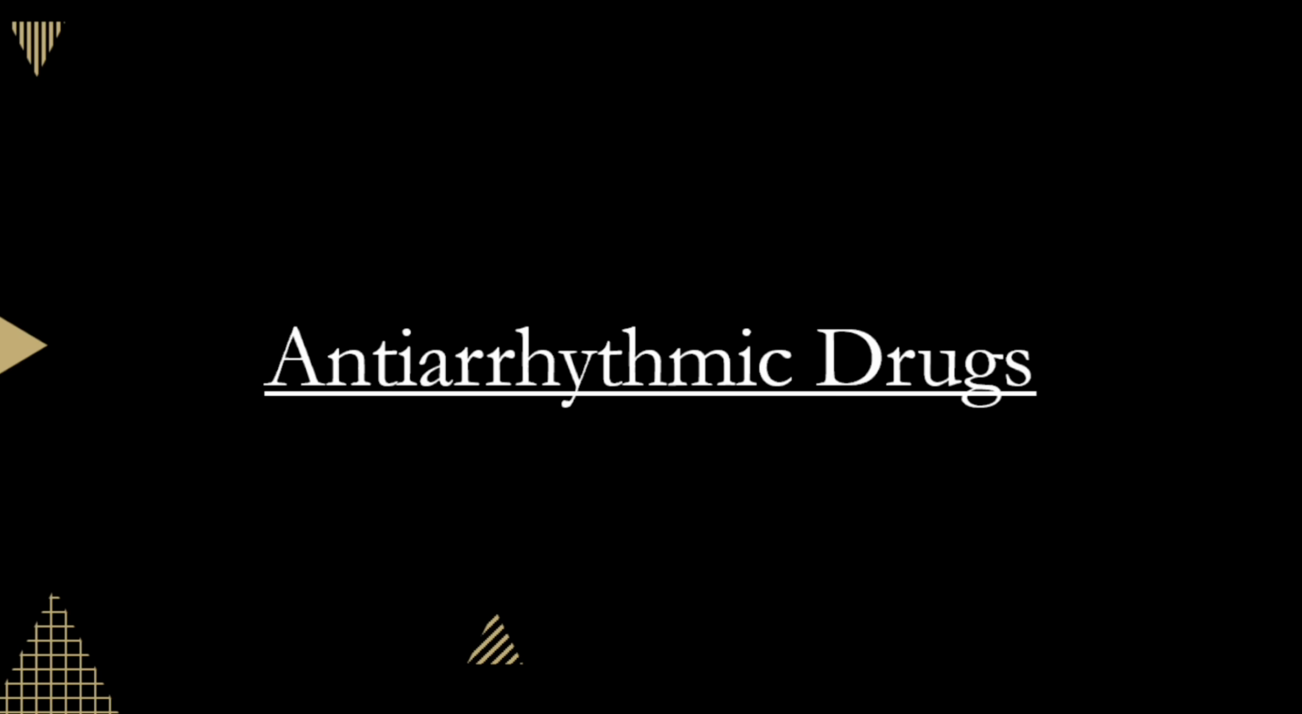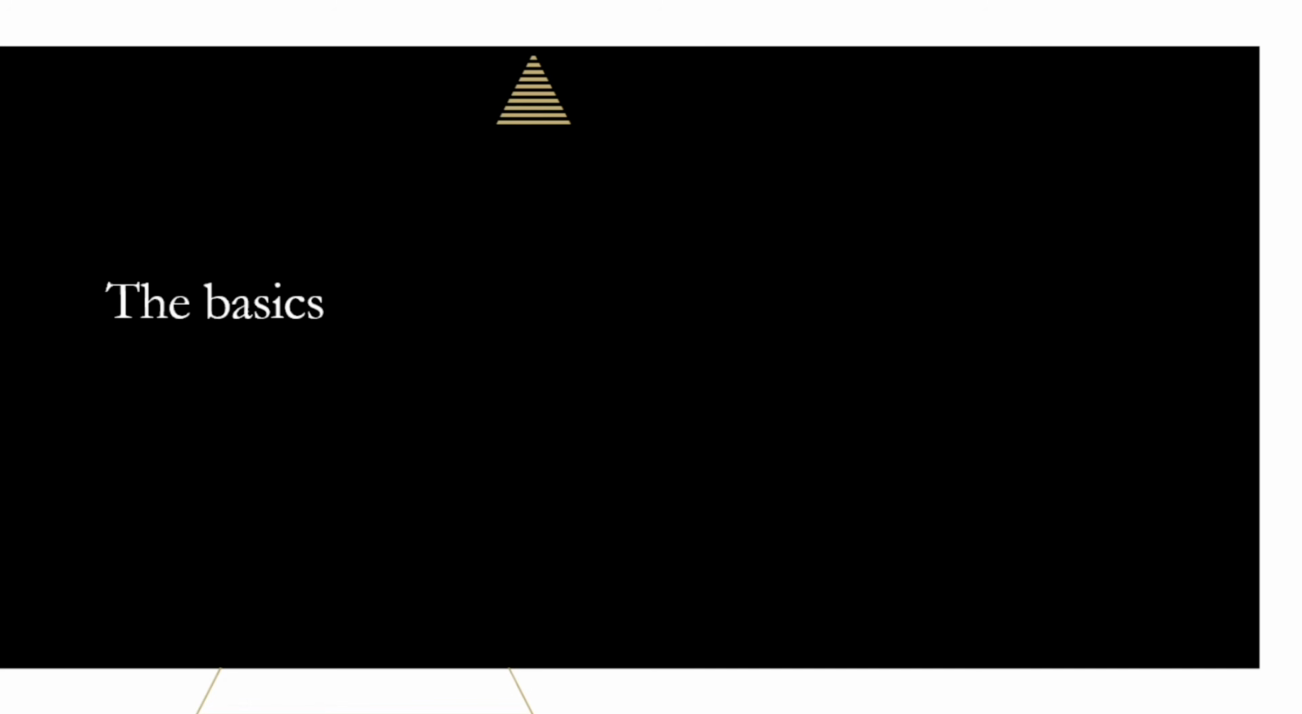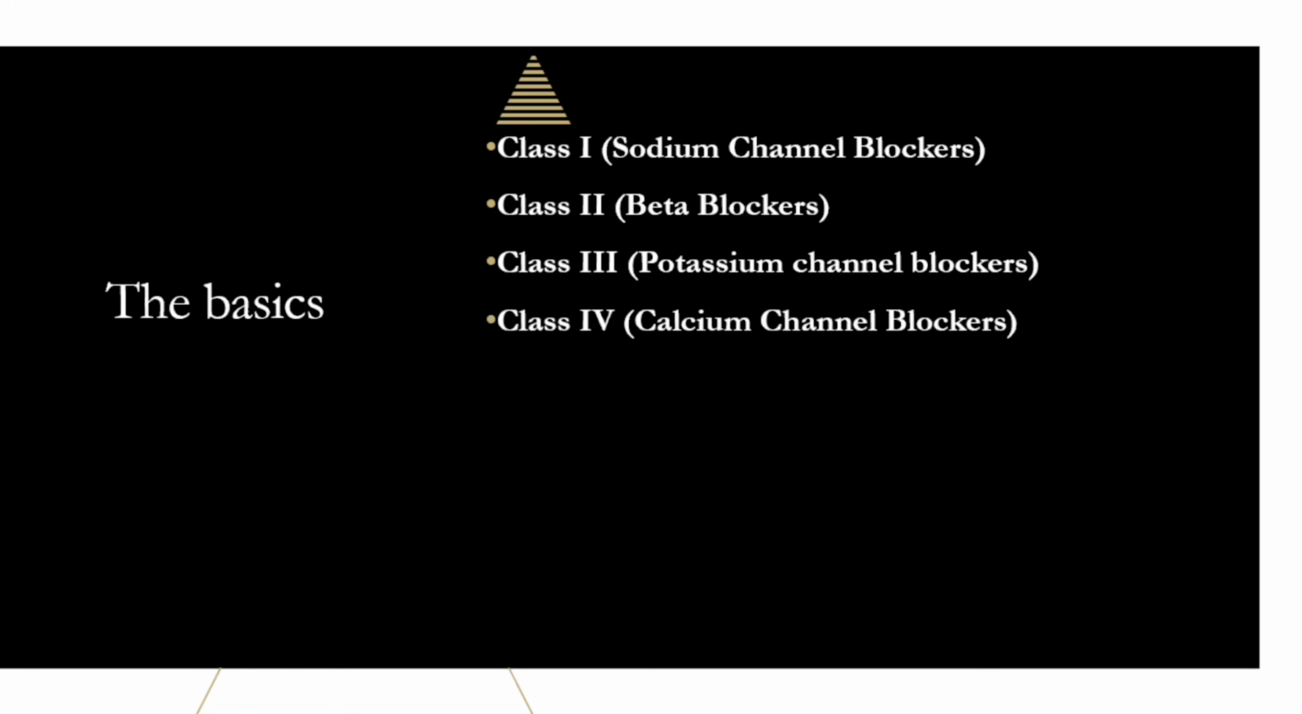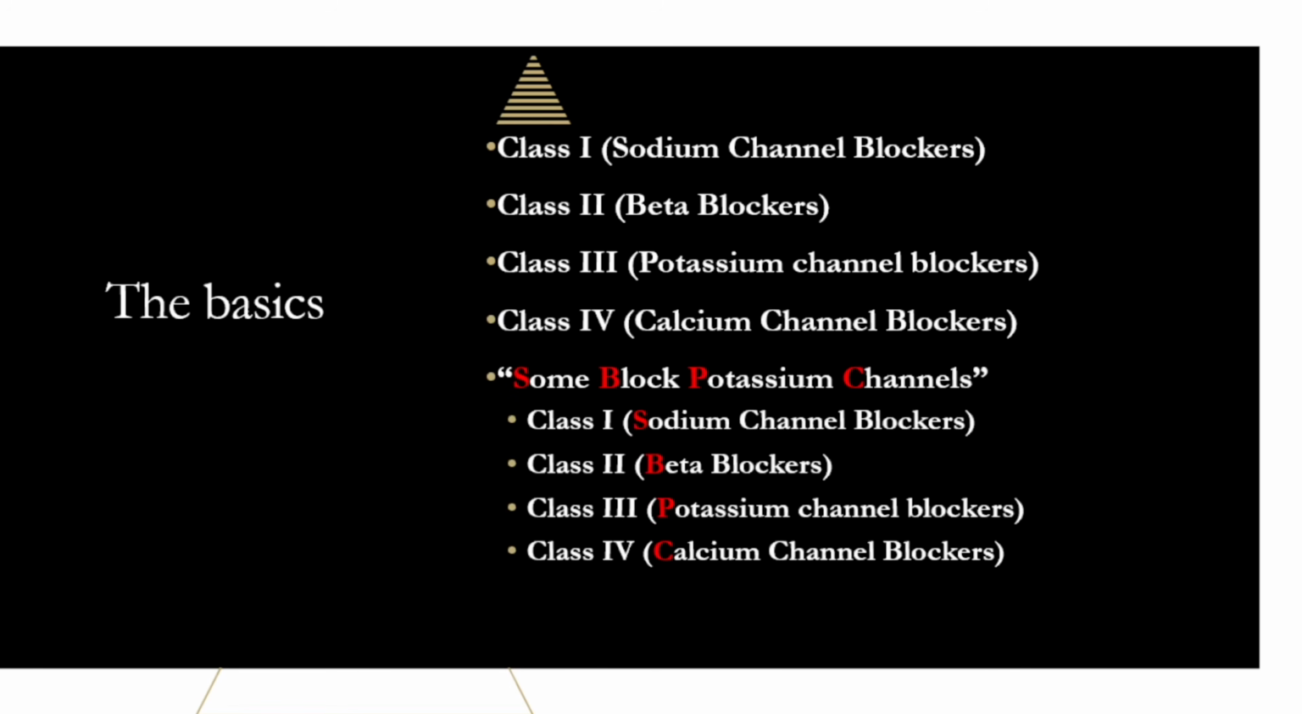Let's go ahead and get started with antiarrhythmic drugs. So there are four main classes that you need to know, and that's your class 1 sodium channel blockers, class 2 beta blockers, class 3 potassium channel blockers, and then class 4 calcium channel blockers. If you ever forget which class is which, remember the sentence: some block potassium channels. First letters SBPC, class 1 sodium channel blockers, class 2 beta blockers, class 3 potassium channel blockers, and class 4 calcium channel blockers. All right, let's get started.